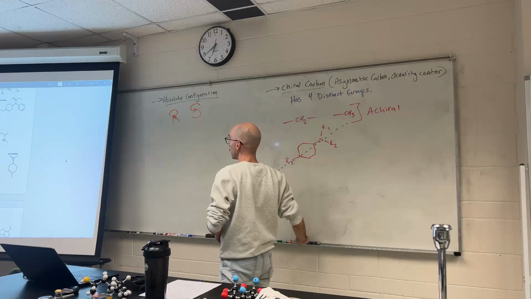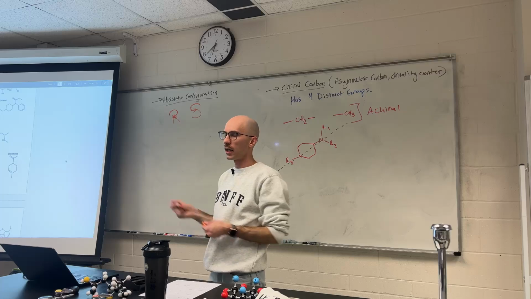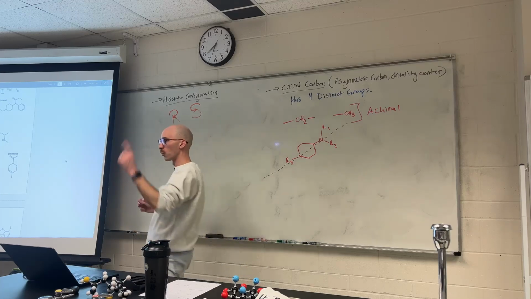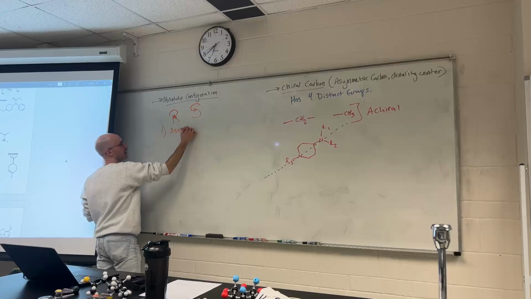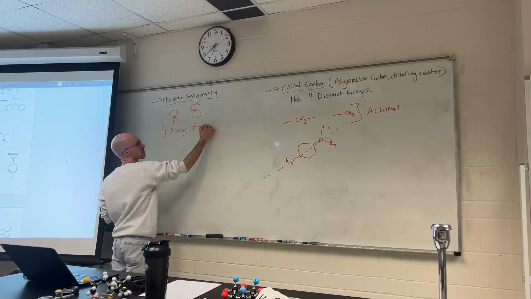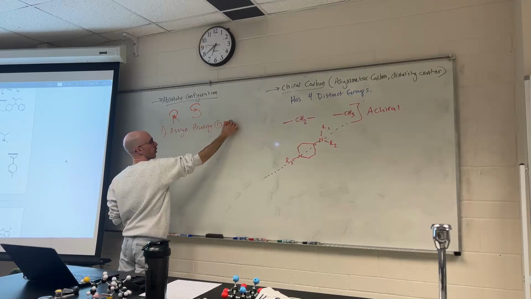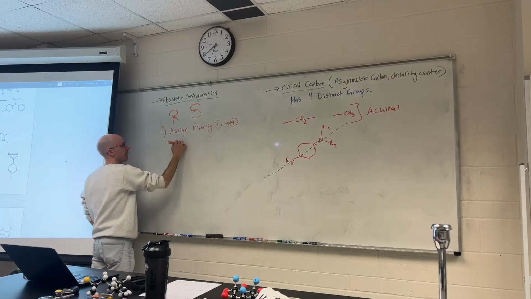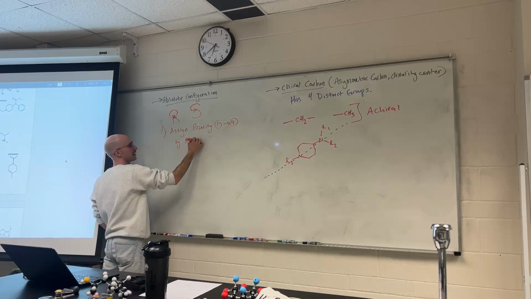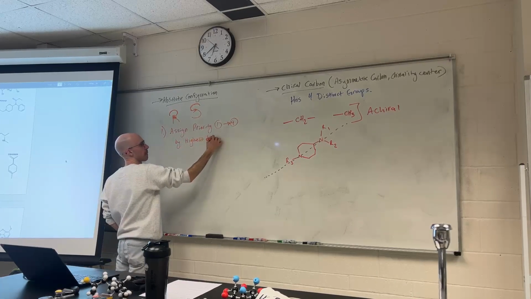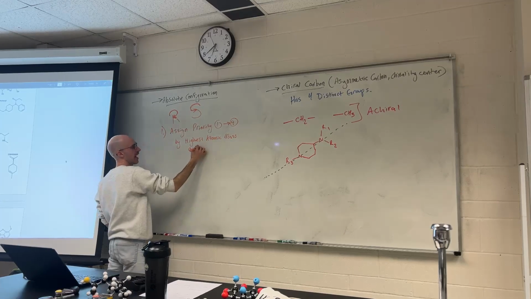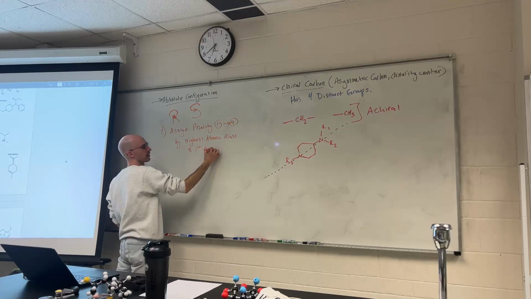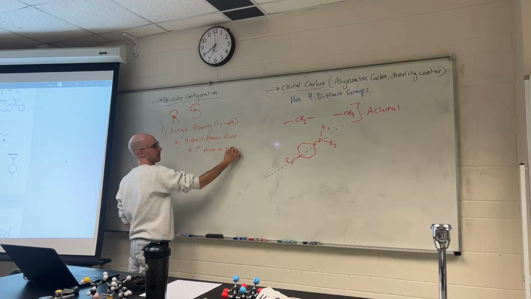So here's what we're going to do. These are called the Cahn-Ingold-Prelog rules. Rule number 1, assign priority, so that means 1 to 4, by highest atomic mass. Of course, at the first point of difference.